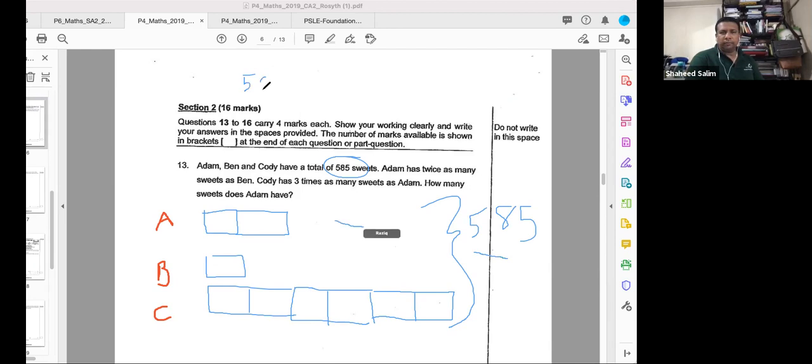Okay, 585 divided by what? 1, 2, 3, 4, 5, 6, 7, 8, 9. Divide by 9. Okay. So 585, you can do on a piece of paper. You can divide by 9. You can do on a piece of paper, no problem.